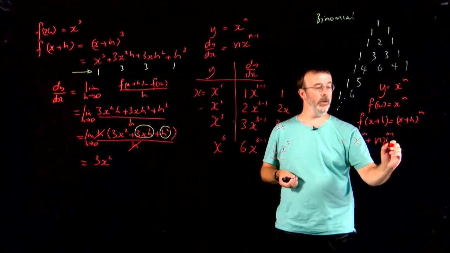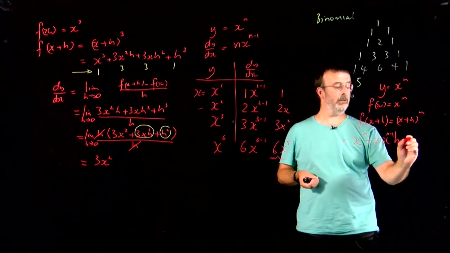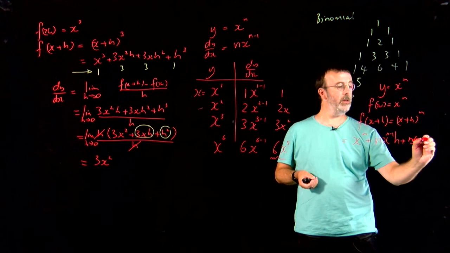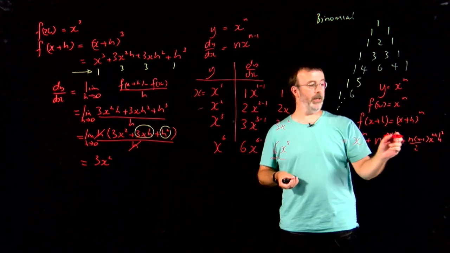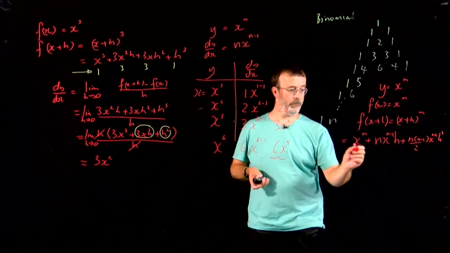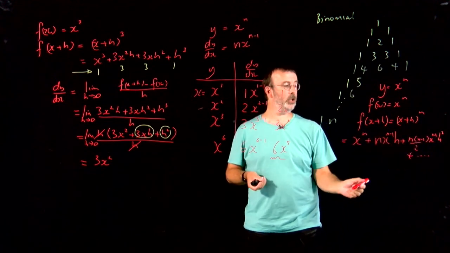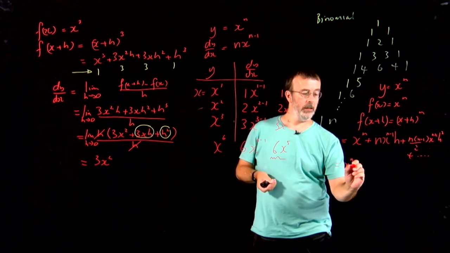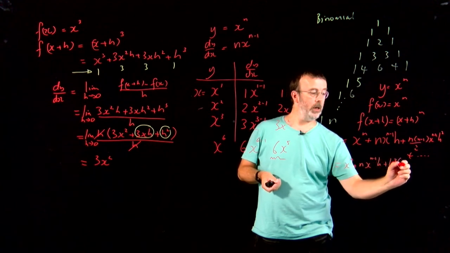nx to the n minus 1 times h, and then every term after that, so if we just look at the next term, we have n(n minus 1) over 2 x to the n minus 2 h squared. I'm hoping that's still on the screen. If it isn't, you'll have to work it out for yourself, because you can look at your formula book if required. But the point is that every term after that will have at least an h squared in it. So we can now write f of x plus h as x to the n plus n x to the n minus 1 h plus h squared times something.